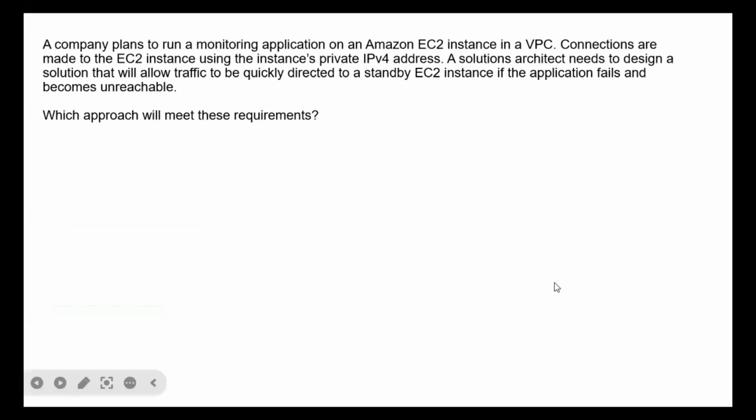A company plans to run a monitoring application on an EC2 instance. Connections are made to the instance using the private IPv4 address. A solution architect needs to design a solution that allows the traffic to be quickly directed to a standby instance if the application fails and is unreachable, right? So they are talking about a private IPv4 address, and whenever there is a failure, the traffic should be quickly directed to a standby EC2 instance, right? So how can we achieve this?